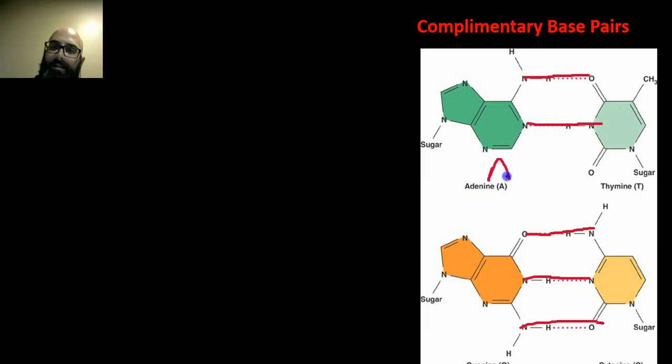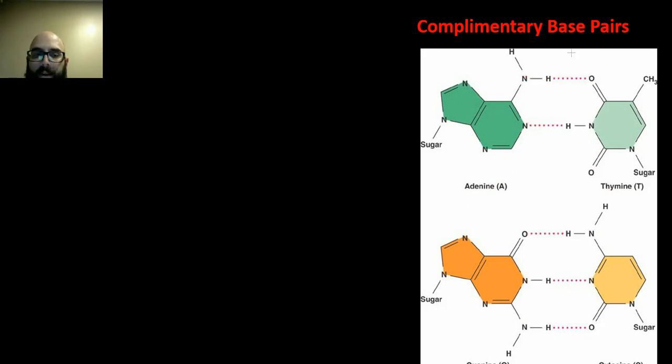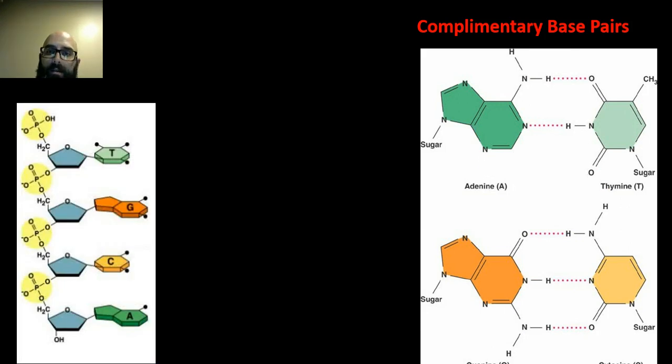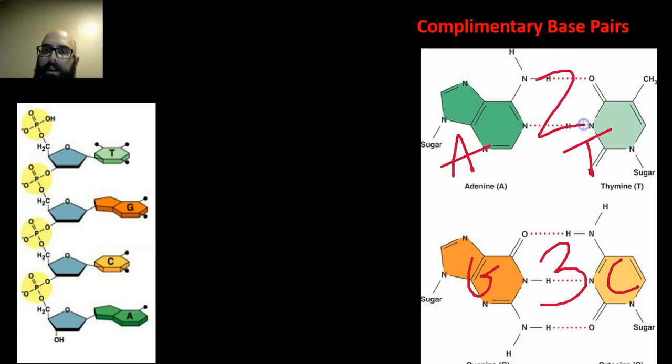So adenine and thymine form two hydrogen bonds, and guanine and cytosine form three hydrogen bonds. That is called complementary base pairing. The rule is adenine will always bond with thymine, and guanine will always bond with cytosine. And they bond based on these three hydrogen bonds and the two hydrogen bonds here. That is called complementary base pairing. What does that allow us to do?